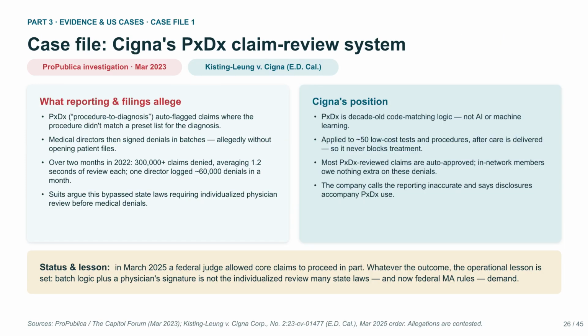Case File 1, Cigna's PxDx. Reports alleged automated batches of denials without individual review. Cigna maintains PxDx is simple code matching and not AI, and that most claims are approved. A court allowed these claims to proceed, highlighting that batch processing cannot replace the required individualized clinical review.